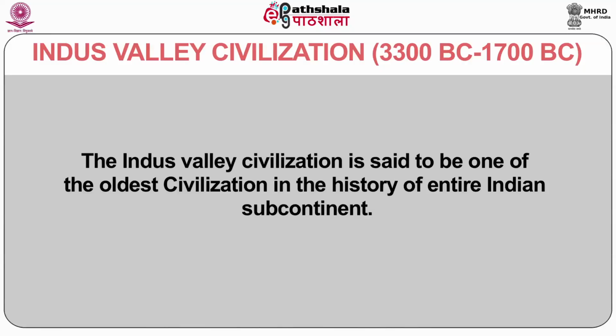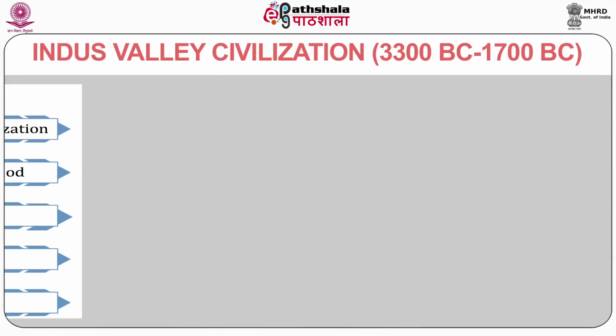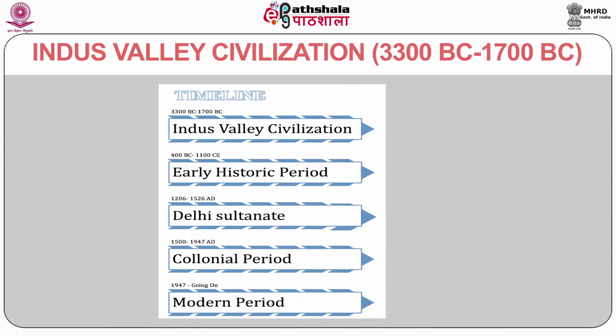The Indus Valley Civilization is said to be one of the oldest civilizations in the history of the entire Indian subcontinent. It was a Bronze Age civilization in the northwest region of the Indian subcontinent, which is now modern-day Pakistan and northeast India. It is said to be one of the largest civilizations in the world, as its geographical area was spread over 126,000 square kilometers. The Indus Valley River Basin flourished around this region. Mohenjo-daro, Harappa and Kalibangan were the major cities associated with this civilization.